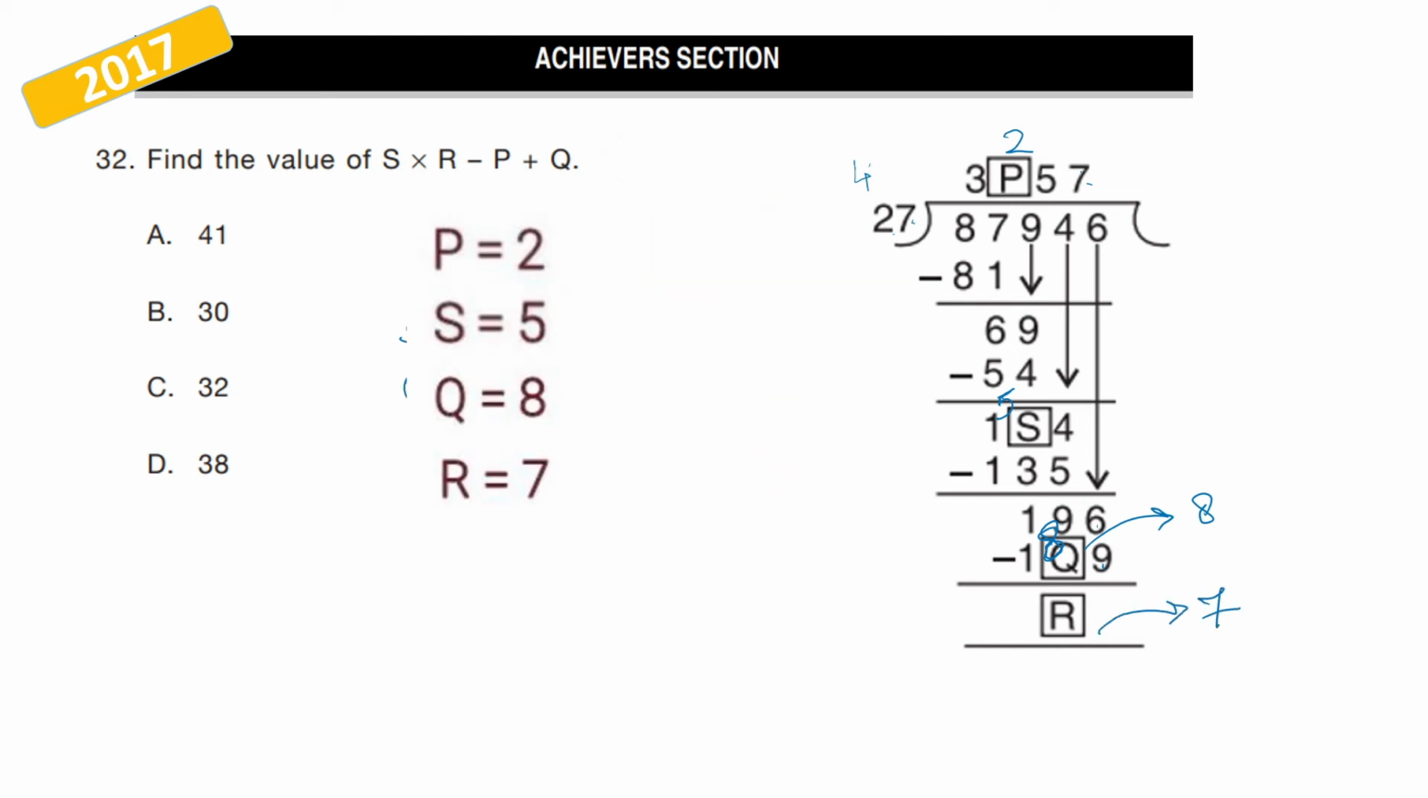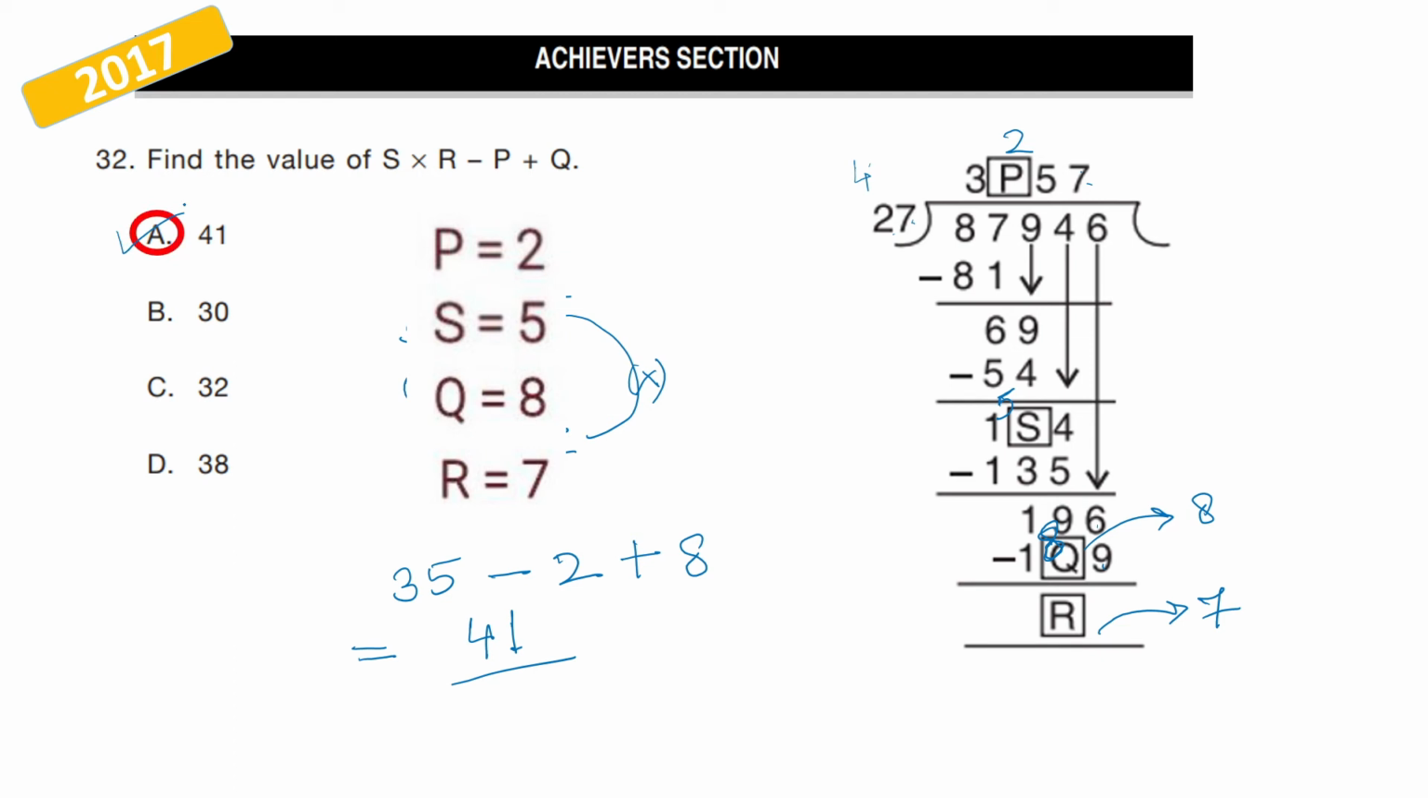Now let's fit it in this equation. S times R. So 5 times 7 is 35. To that we subtract P, which is 2, and we add Q, which is 8. So 35 minus 2 is 33. Plus 8 is 41. So your right answer is option A, which is 41.